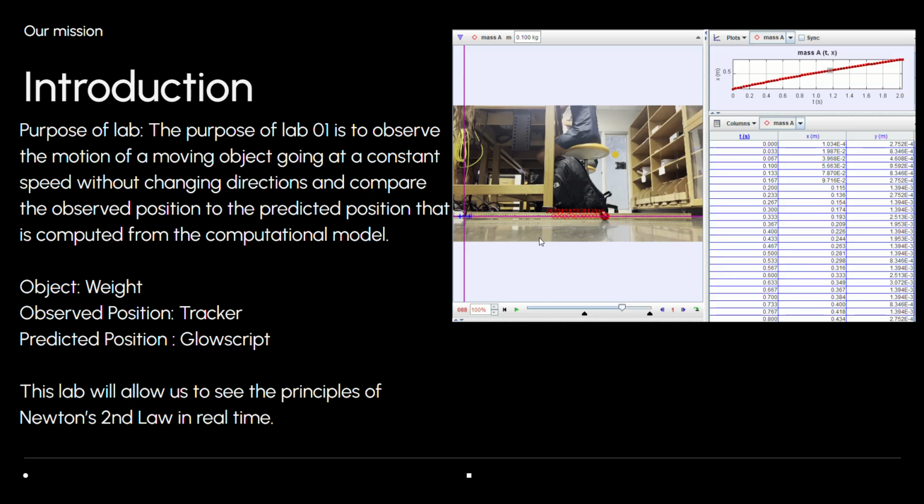Our introduction. The purpose of Lab 1 is to observe the motion of a moving object going at a constant speed without changing directions and compare the observed position to the predicted position that is computed from a computational model. Our object includes our weight. Observed position will be found using Tracker, and our predicted position will be found using Glowscript. This lab will allow us to see the principles of Newton's second law in real time.